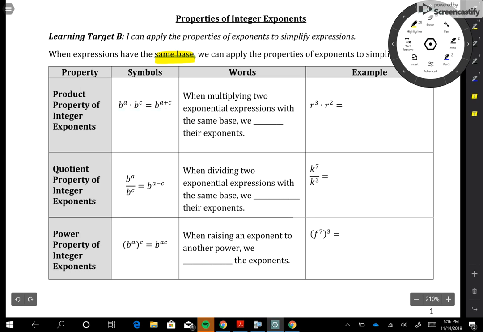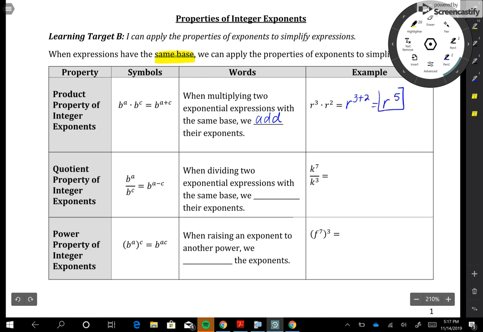Okay, so the first property we are going to talk about is the product property of integer exponents. As we see, we have b to the a times b to the c, and we can write that as just one term, b to the power of a plus c. So when multiplying two exponential expressions with the same base, we add their exponents. Let me show you. We could easily use that property. We have r cubed times r squared, so we would be taking r to the 3 plus 2, which is just r to the 5th.